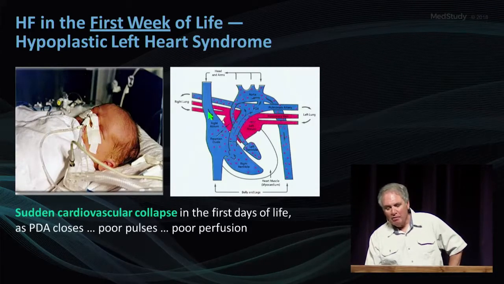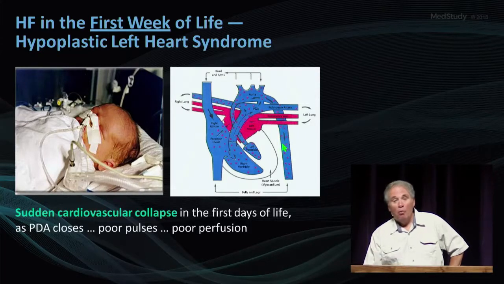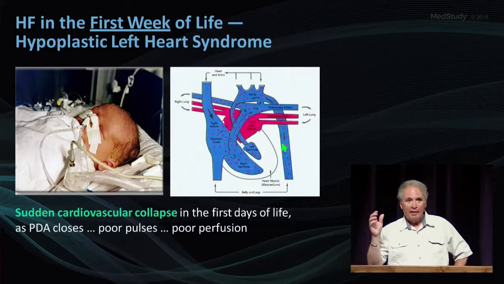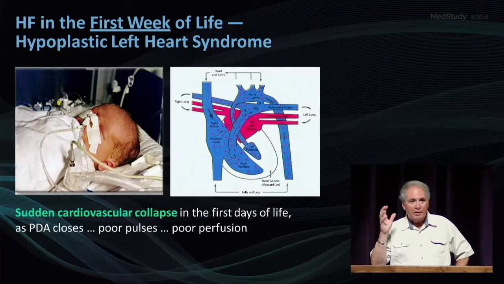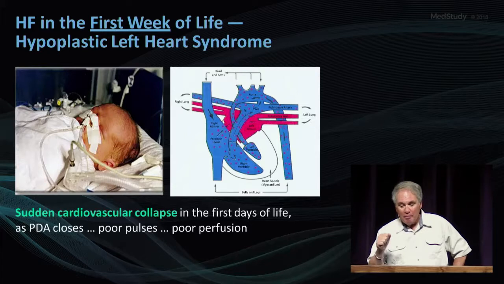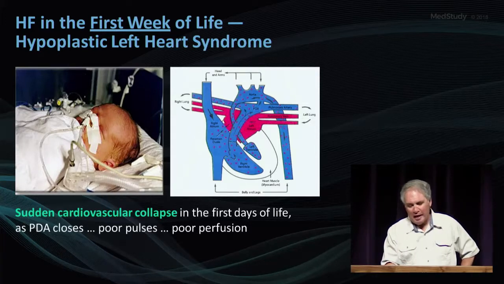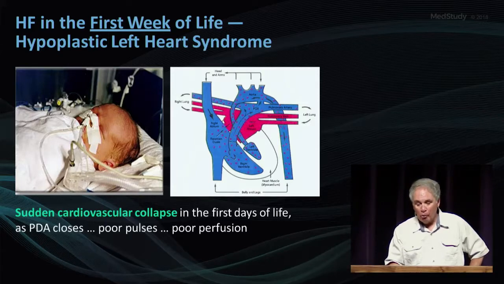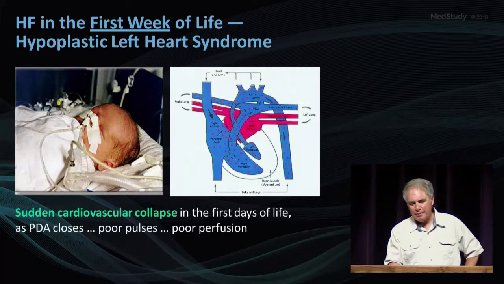Here's what you have. Right atrium, right ventricle, pulmonary artery. Blood goes to the lungs, okay? And some blood goes across the PDA right here to fill the aorta. While that PDA is open, they're happy, okay? But once that PDA closes, ball game's over, and there's sudden cardiovascular collapse. Poor pulses, poor perfusion. So what do you do about these?